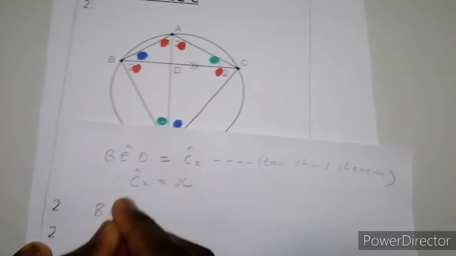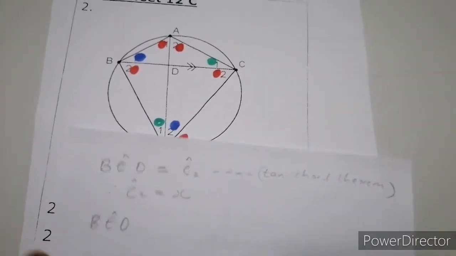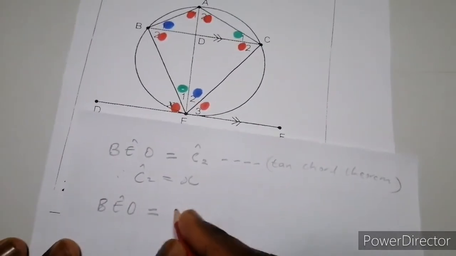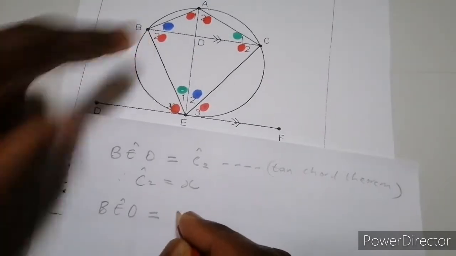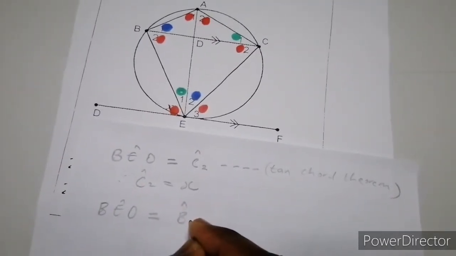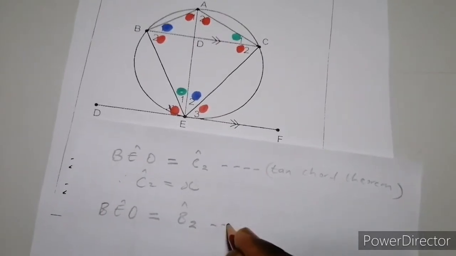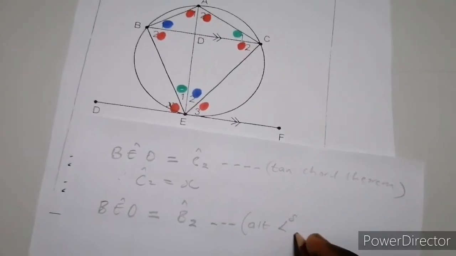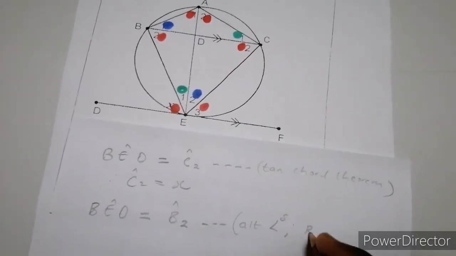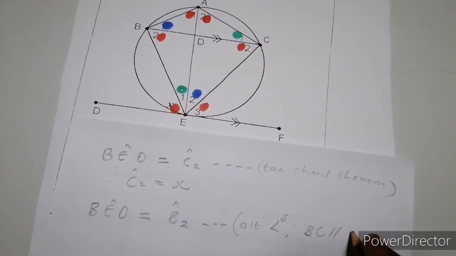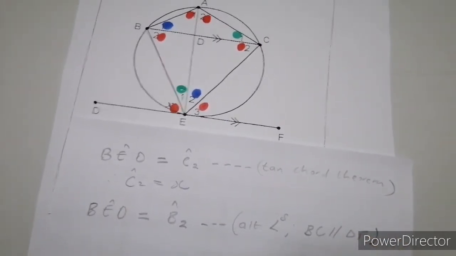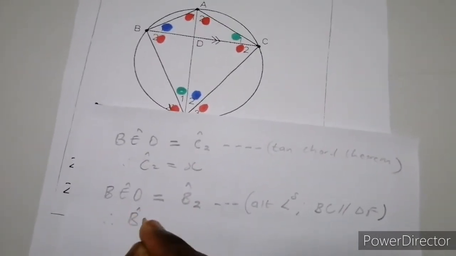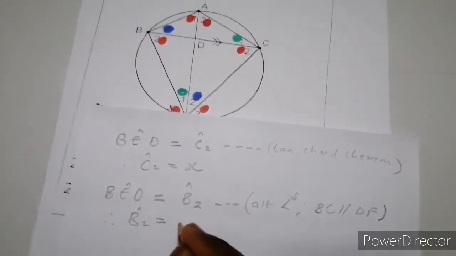Again, BED is equal to angle B2. What is the reason? Alternating angles, then mention parallel lines. BC is parallel to DF. Therefore, angle B2 is equal to x.